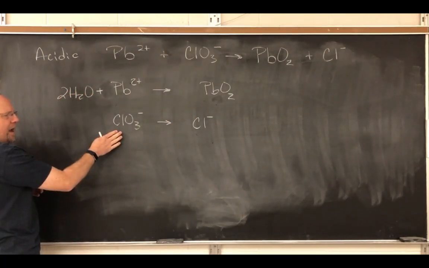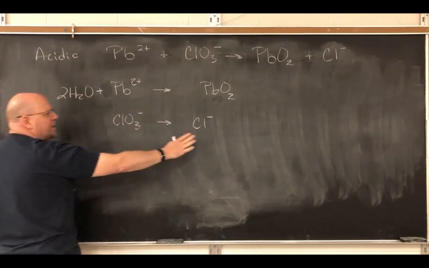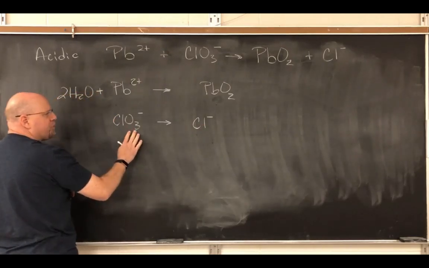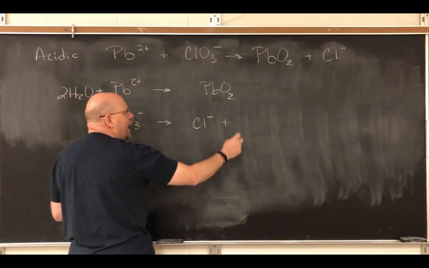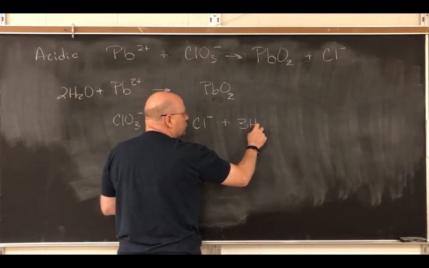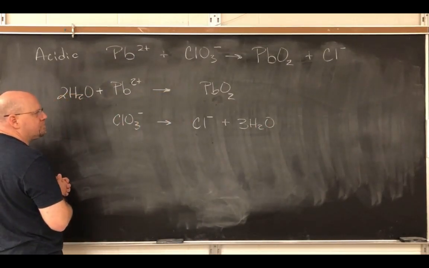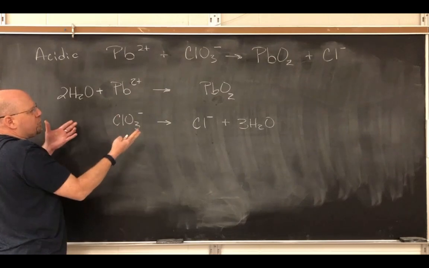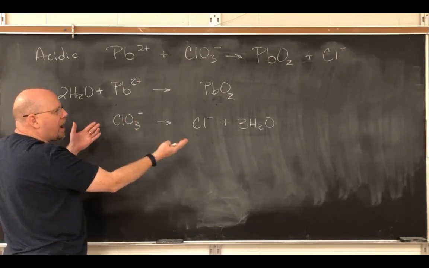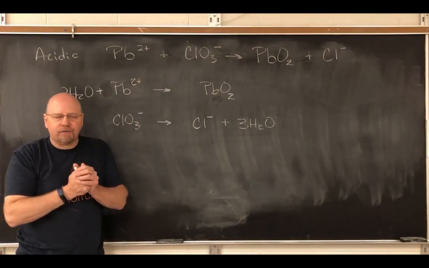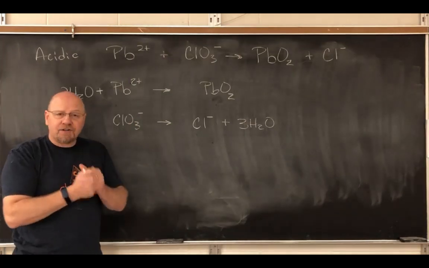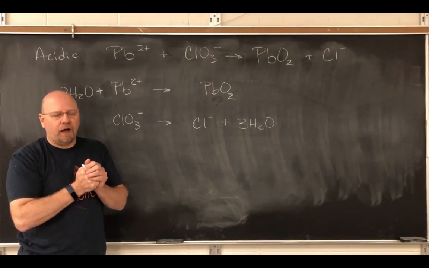In this half reaction, we don't have any oxygens on this side, but we have 3 on this side. So we're going to add 3 water molecules to the product side of that half reaction. So in both reactions, we now have the non-hydrogen and oxygen atoms balanced. We now have the oxygen atoms balanced on both sides.